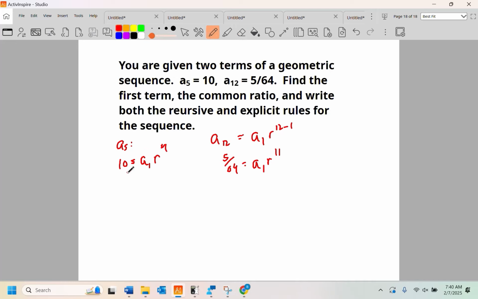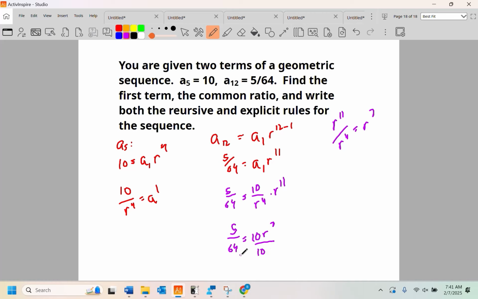As I explained yesterday, always solve the small equation for a sub 1. So 10 over r to the 4th is a sub 1. Plug it back in. 5/64 equals 10 over r to the 4th times r to the 11th. R to the 11th over r to the 4th is r to the 7th. So 5/64 equals 10 r to the 7th. Divide both sides by 10. 5 over 640 equals r to the 7th.